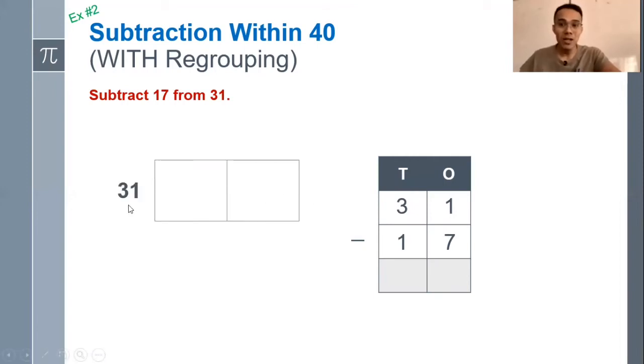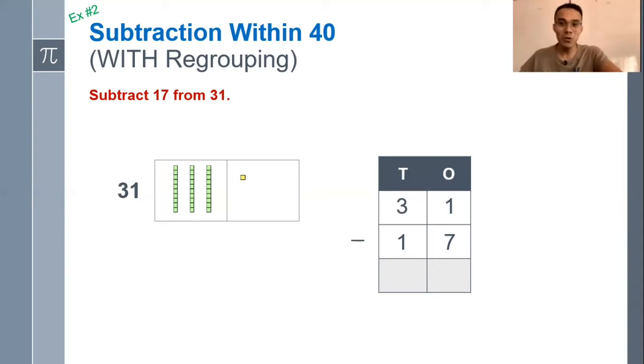In 31, there are 3 tens and 1 one. After this, we will go back to the place value chart and look at the numbers in ones. The numbers in ones are 1 and 7. 1 minus 7 ones, or 1 take away 7 ones. Can you do that? No, we cannot.